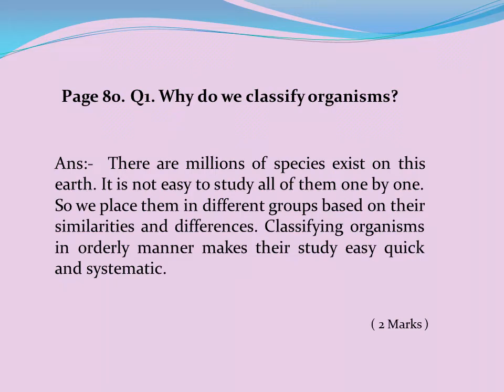Page number 80. Question number 1. Why do we classify organisms? Answer. There are millions of species that exist on this earth. It is not easy to study all of them one by one. So we place them in different groups based on their similarities and differences. Classifying organisms in an orderly manner makes their study easy, quick and systematic.